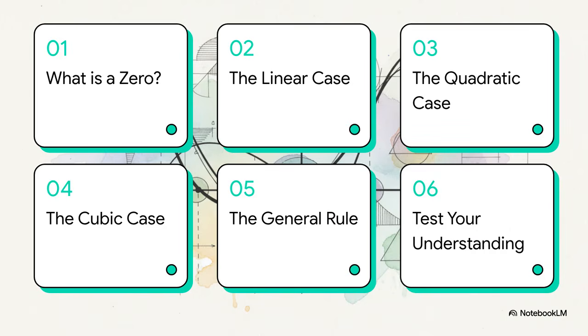So here's our game plan. First, we'll nail down the basic definition of a zero. Then, we're going to build our understanding piece by piece, starting with simple straight lines, then moving on to those cool curves, parabolas, and cubics. By the end, you'll see there's a super simple but powerful rule that connects everything. And of course, we'll test your new visual skills at the end.